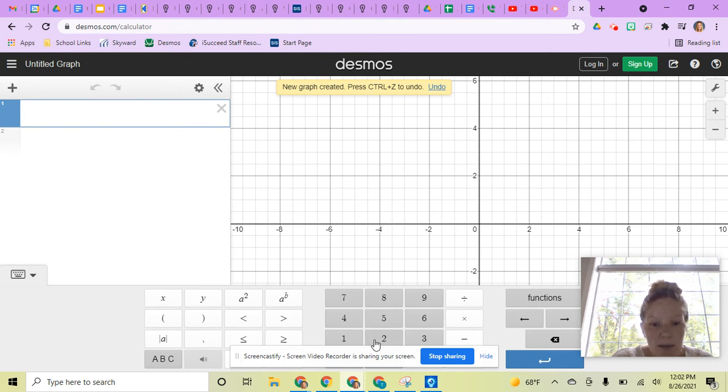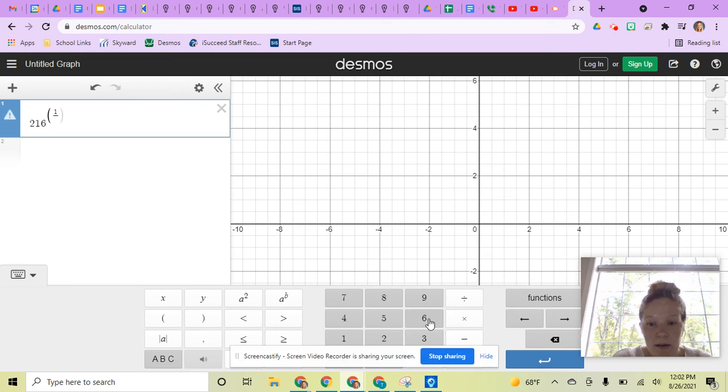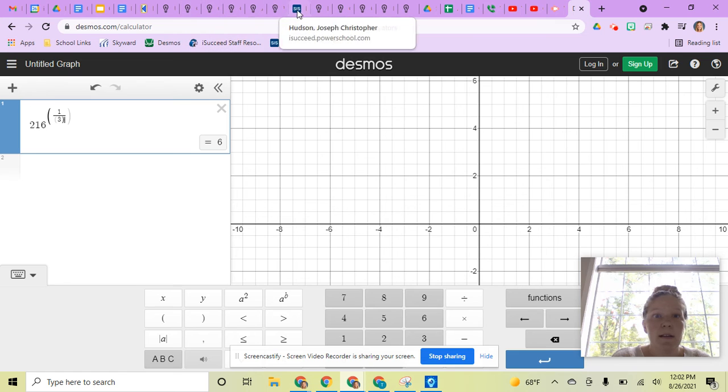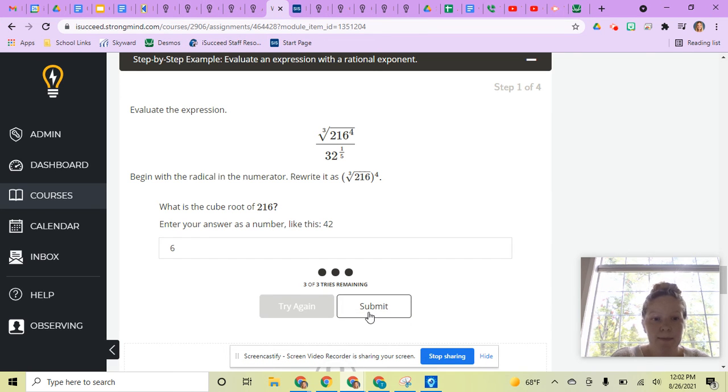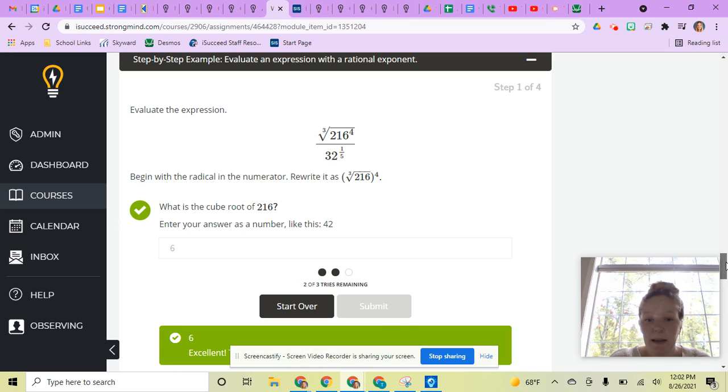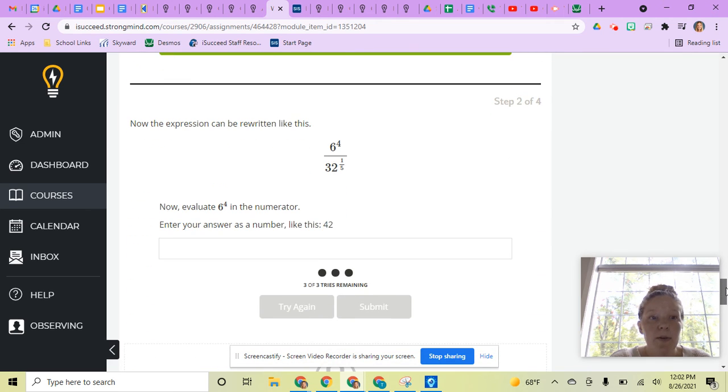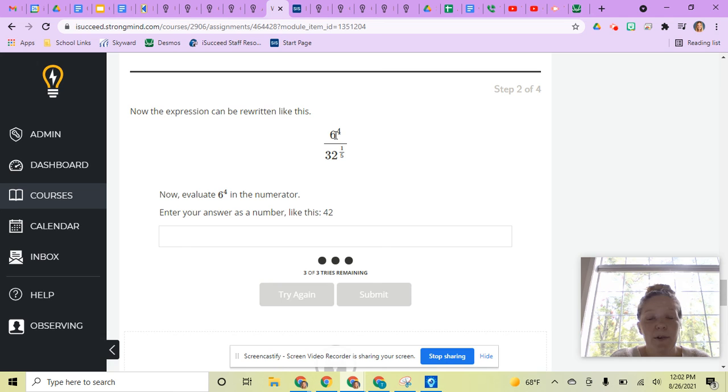So I'm going to do 216. I'm going to raise it to the power, and I need to use parentheses, of 1/3. So it comes out as 6. Hold on, I can figure out where it was. There we go. 6. Okay. So now we know the expression can be written like this: 6 to the fourth. We just replace that cube root of 216 with 6.